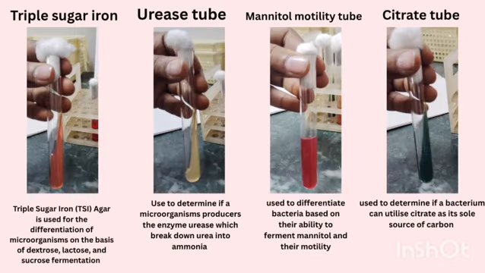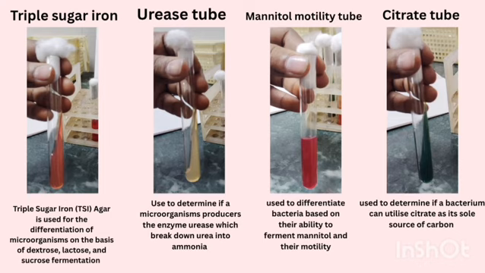Let's look at some of the most commonly used biochemical reactions in the microbiology lab. Triple sugar iron (TSI) agar is used for the differentiation of microorganisms on the basis of dextrose, lactose, and sucrose fermentation. Urease tube is used to determine if a microorganism produces the enzyme urease, which breaks down urea into ammonia.